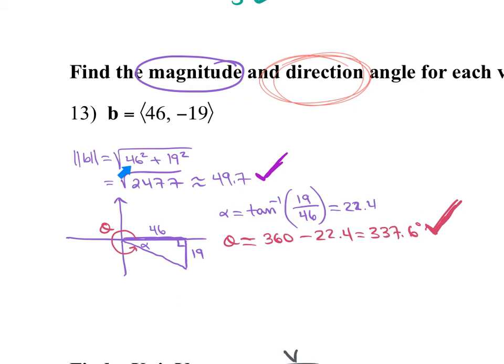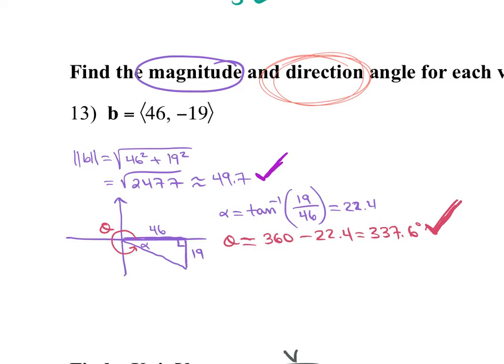So we take the square root of 46 squared plus 19 squared, and that gives you 2,477. Then we'll take the square root of that, and we get approximately 49.7. So that is going to be your magnitude.